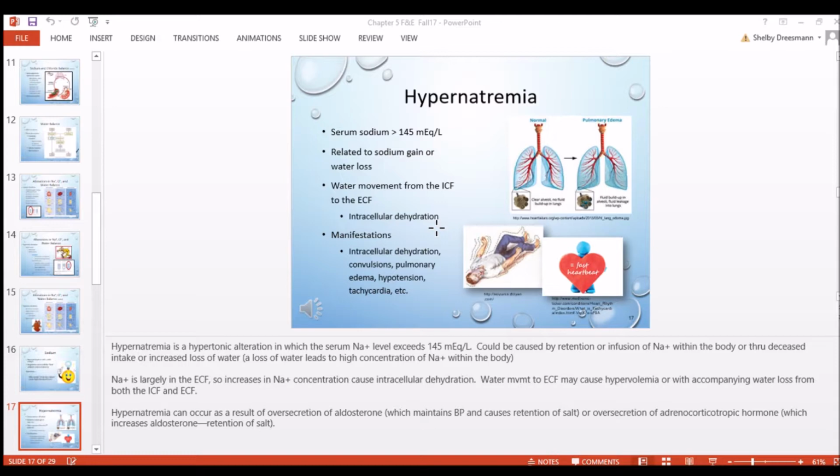This can be caused by oversecretion of aldosterone or oversecretion of adrenocorticotropic hormone. Thinking back on the endocrine system, we release ACTH, adrenocorticotropic hormone. ACTH stimulates the secretion of aldosterone. So basically, oversecretion of ACTH would be a secondary endocrine problem, and then the oversecretion of aldosterone would be a tertiary problem.